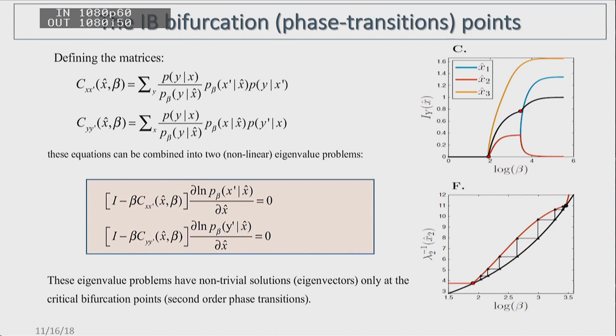So essentially, the unit matrix minus beta times this matrix, times the logarithmic derivative of the encoder, is zero. And the same is true for the logarithmic derivative of the decoder. Sorry, this is the decoder, this is the encoder. So what will characterize a phase transition? A phase transition means that at the same beta, the same temperature, I have two different phases coexisting, just like water and ice at zero degrees. So essentially, I'm looking for places in beta which will have two solutions coexisting. This means that I'm looking for a degenerate solution. So if there is another solution at this beta, there should be a non-trivial eigenvector.